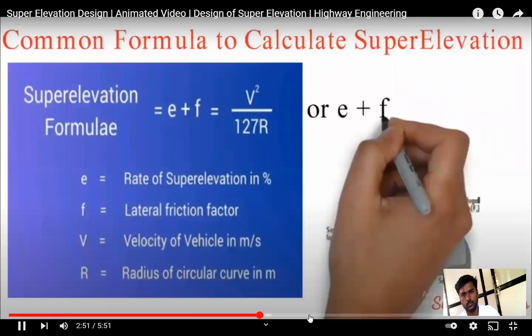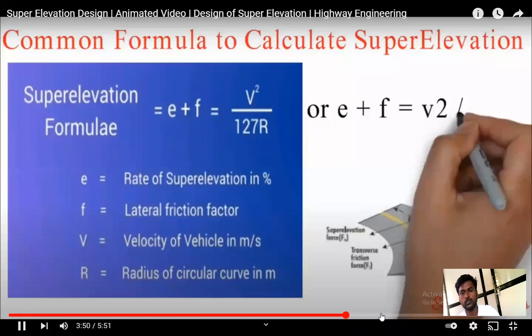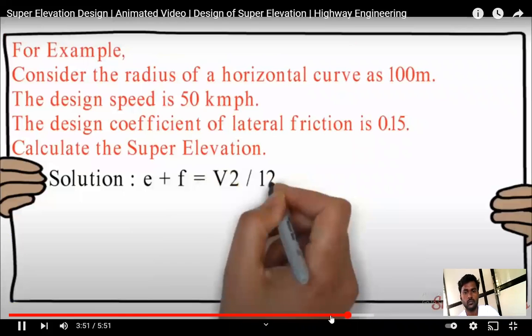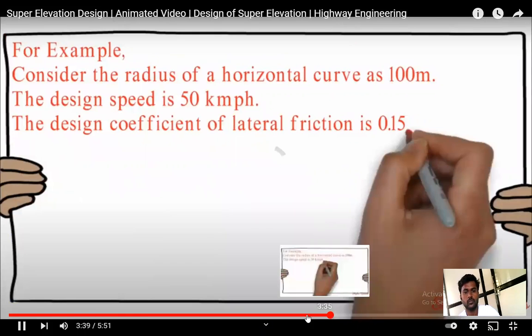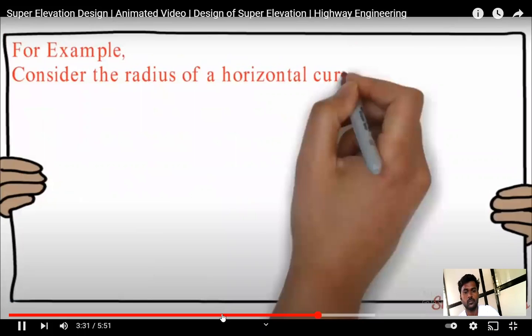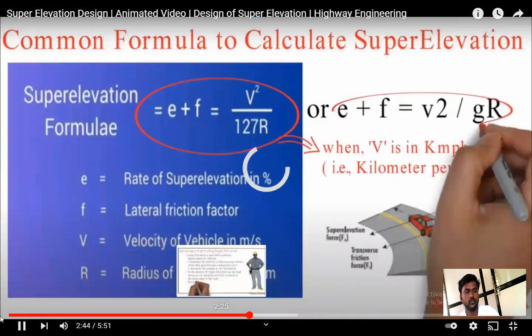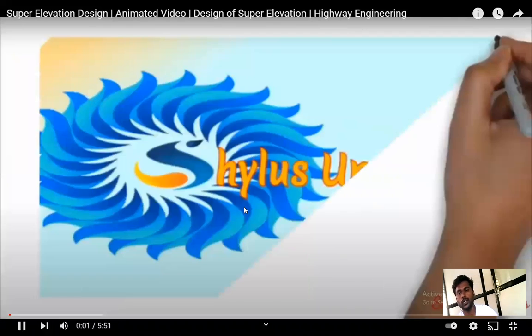E plus F is equal to V square upon 127R. Okay, let us see one video.